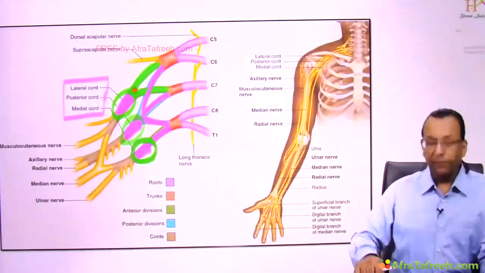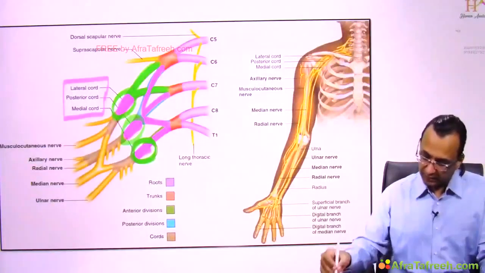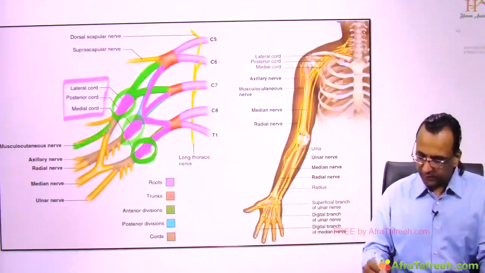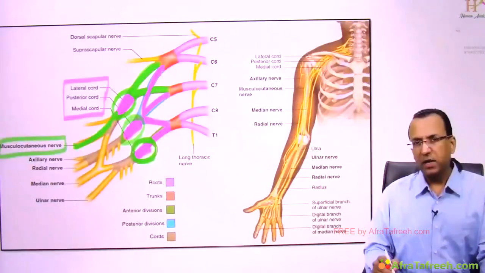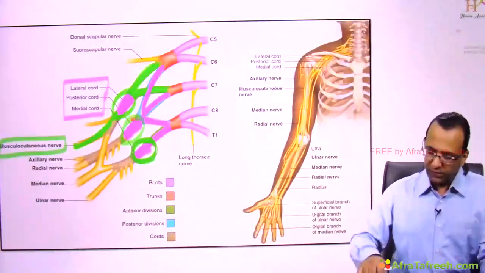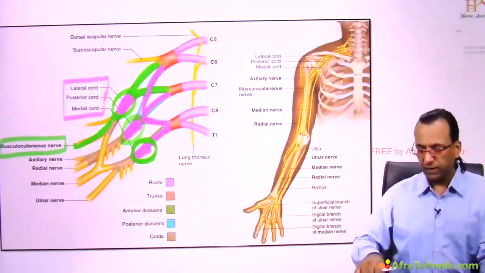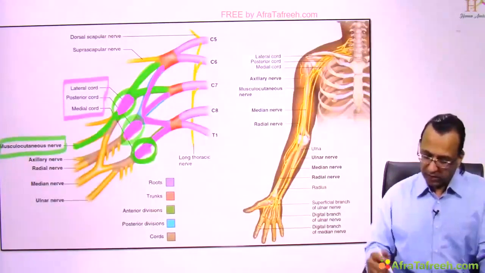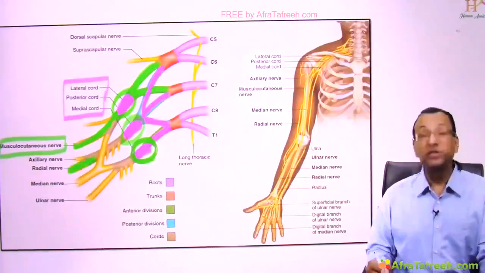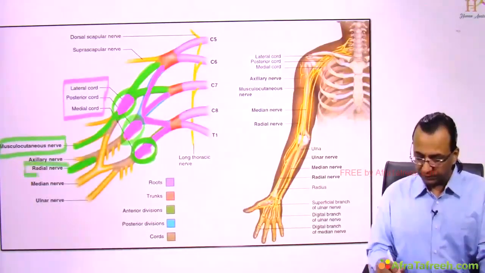The lateral cord of brachial plexus will continue as the musculocutaneous nerve. And as you see, the posterior divisions of the three trunks will join to form the posterior cord of the brachial plexus, which will form the posterior compartment nerve, called the radial nerve. So the radial nerve is a continuation of the posterior cord of the brachial plexus.